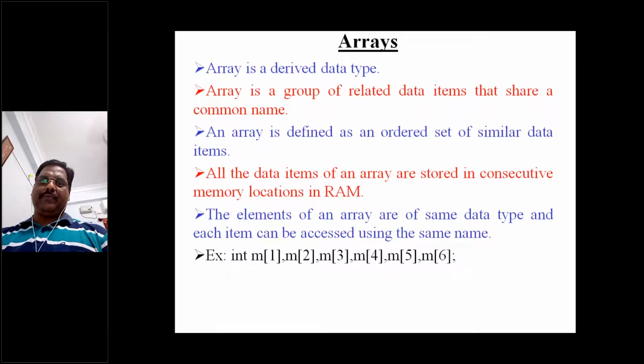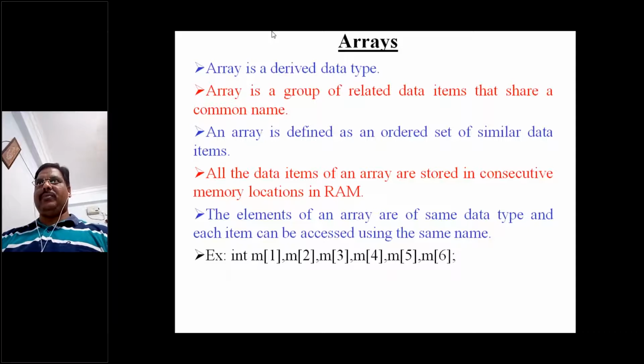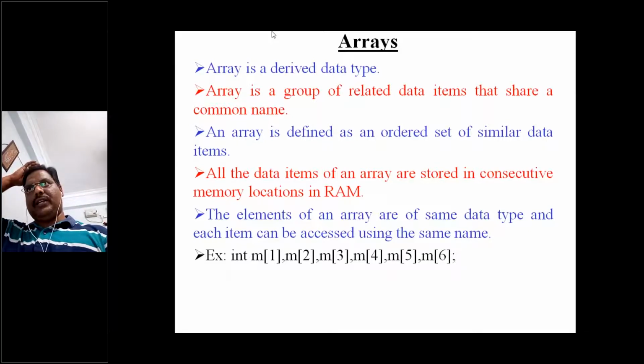If people observe clearly, a basic or fundamental data type, which is nothing but int, character, and all these things, can only accept only one single value at a time. Whereas an array can accept multiple values of the same data type. So when we have a situation where we need to accept multiple values of the same data type, then we need to go with the concept of arrays.